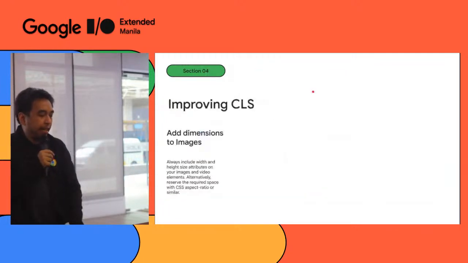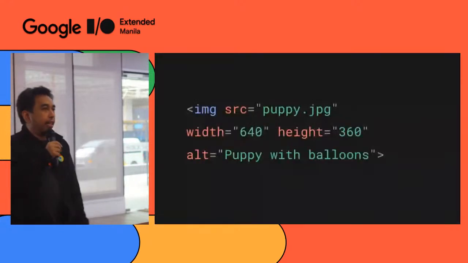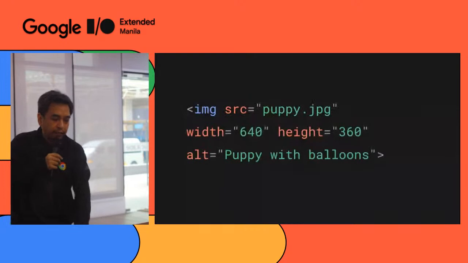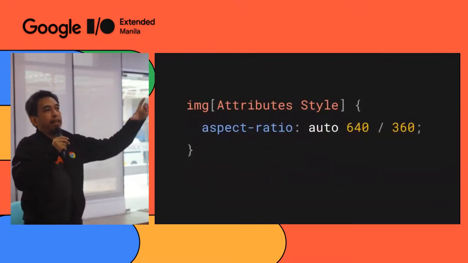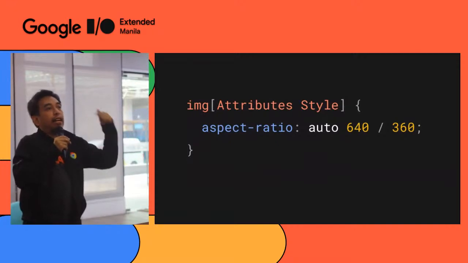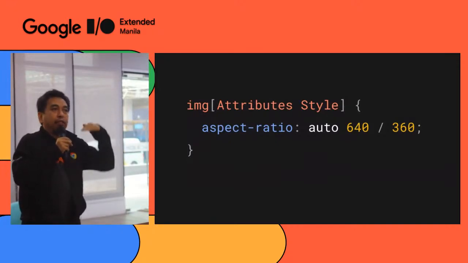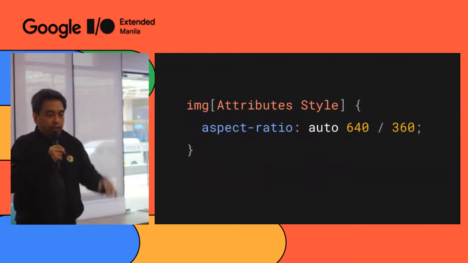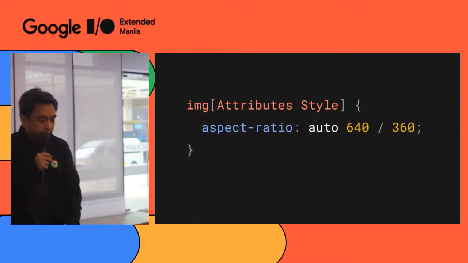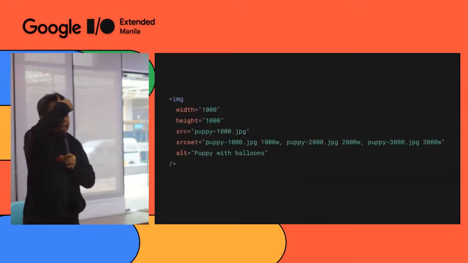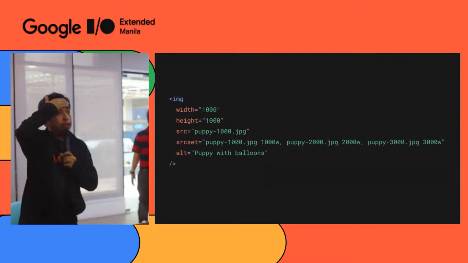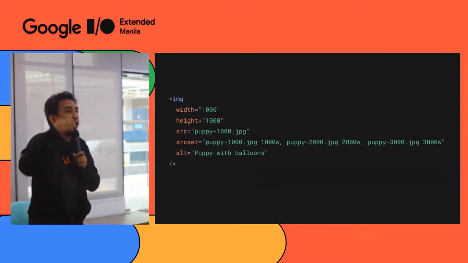Now for CLS, of course, if you have images, add width and height. If not, add aspect ratio. Para meron kang space na ina-expect na nandito yung image. Kahit hindi pa loaded yung image, at least may space at hindi mag-change yung content. The other thing is you can use SRC set to determine kung ano yung image na ilo-load depending on the width size of the screen.